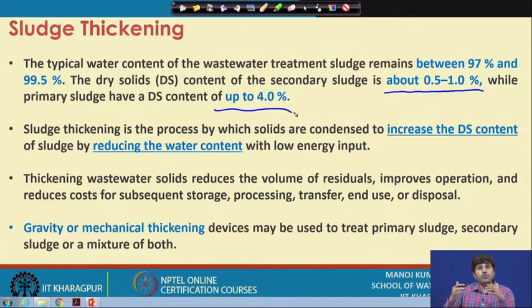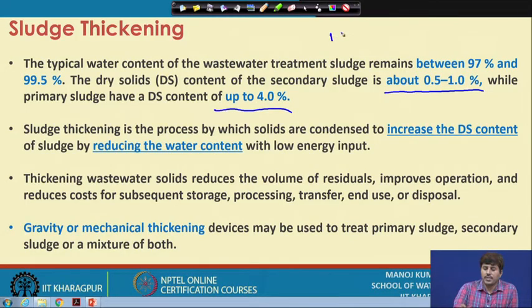So, in order to reduce the volume, because whatever process we take on further, the first thing we want is to reduce the huge volume we are getting. A very simple step for volume reduction is to take out water from the sludge. There is a lot of water content in the sludge, and if we can reduce that water content, we will be able to save a lot.